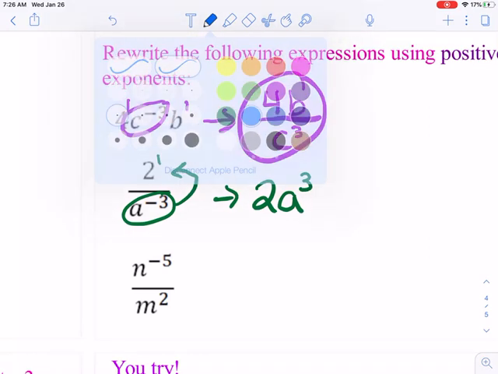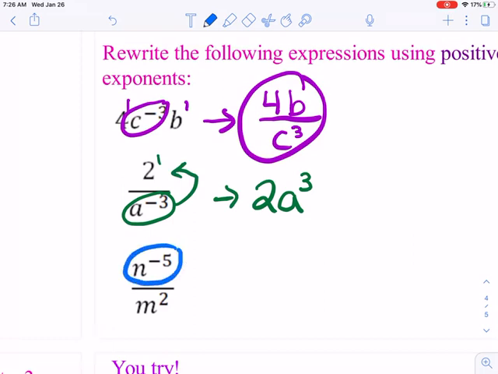Looking at the next one, I like to just circle things with negative exponents. So the n has a negative exponent, the m is fine. That means the n has to come downstairs to join the m. So the m squared stays where it is on the denominator, right? Because it doesn't have a negative exponent. The n has to come join it in the denominator, and it becomes positive. Nothing left on the numerator, so we have to put a placeholder of 1.